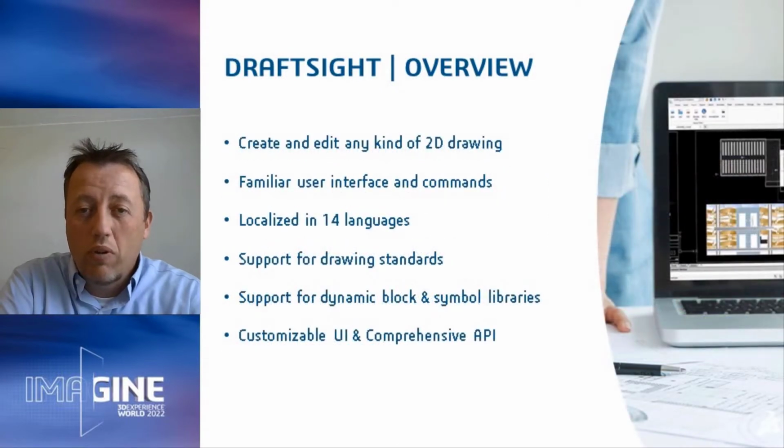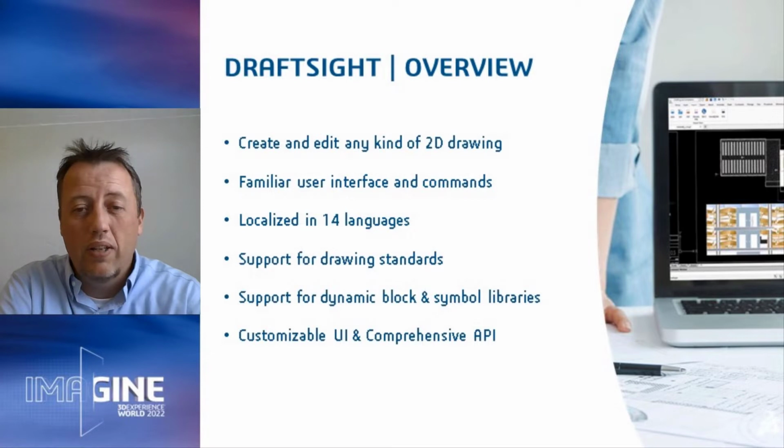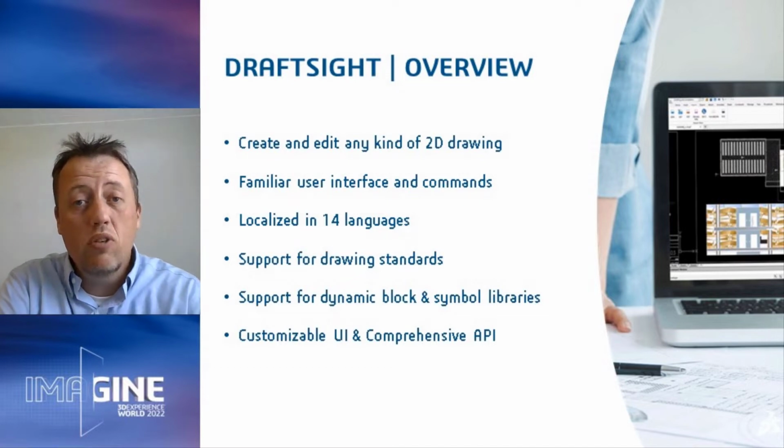DraftSight allows you to work with all kinds of 2D drawing formats, including DXF, DGN, and DWG. It has a very familiar user interface, and all the commands you've learned over the years will still work. DraftSight is truly a global application that's been localized in 14 different languages. It also includes too many drawing standards to count, allowing you to create drawings your way regardless of the country or region you are from.